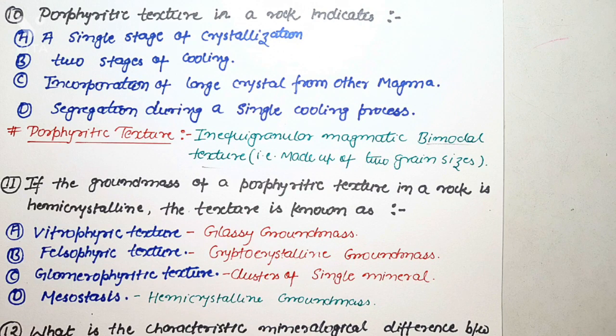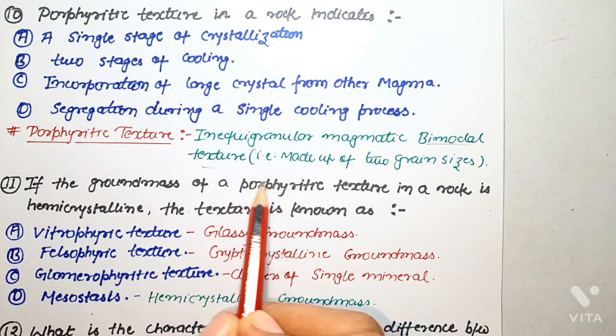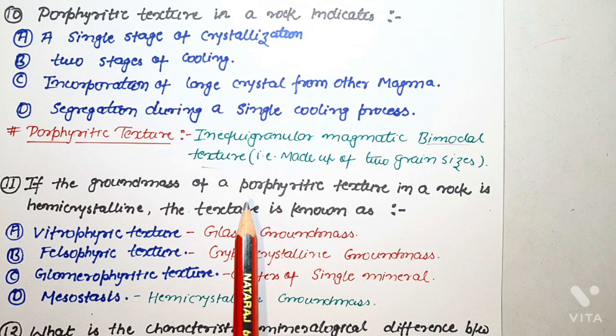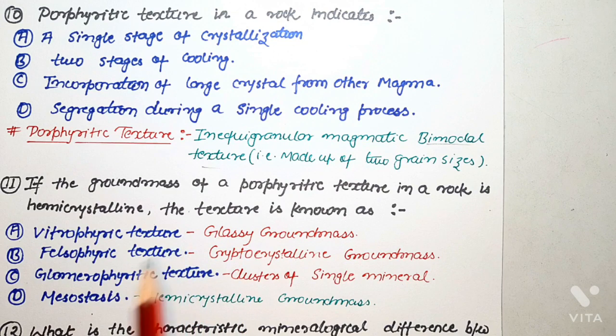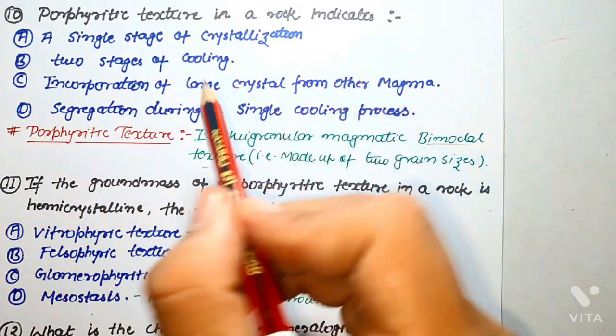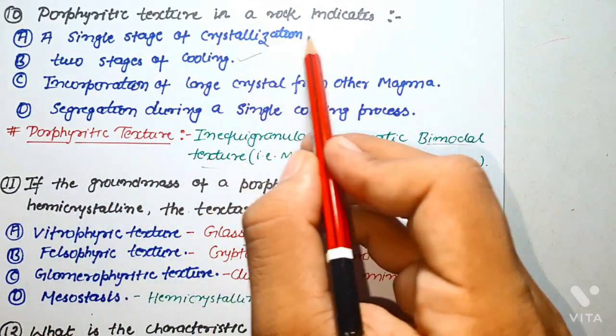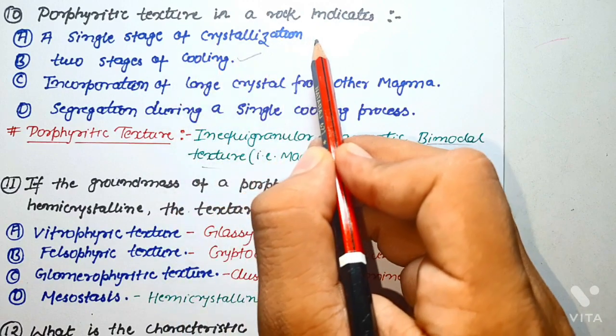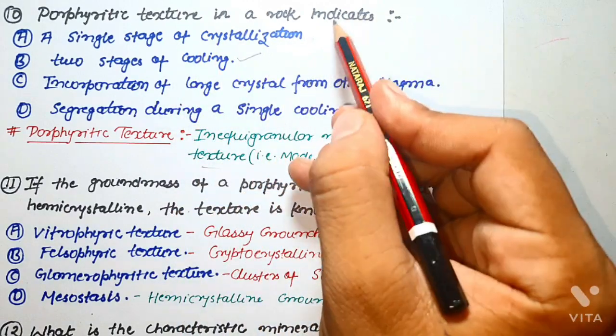Now, what happens is that slow cooling followed by rapid cooling gives rise to it. The first one is slow cooling. Slow cooling gives rise to formation of larger crystals that are known as phenocrysts, and then followed by rapid cooling, which gives rise to formation of fine grain matrix or glassy matrix. Okay, so it is clear from the definition itself that porphyritic texture in a rock indicates two stages of cooling. Now, a single stage of cooling, or you can say single stage of crystallization, will not give rise to bimodal texture.